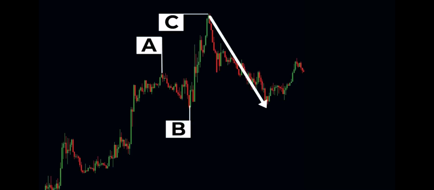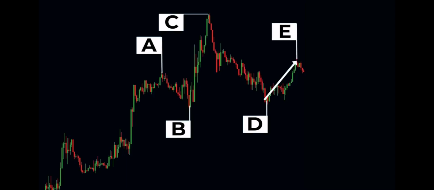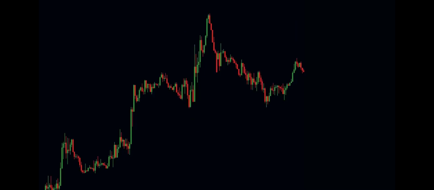Then it falls down again and creates point D. Finally, the price moves up again for the third time, and this time the price does not reach near the point C. It creates a lower high at point E and it reverses. At this point, we realize that the price might be forming a head and shoulders pattern. We have a head in the middle and 2 shoulders. So, this is an amazing trade opportunity. But we cannot place a trade just yet.